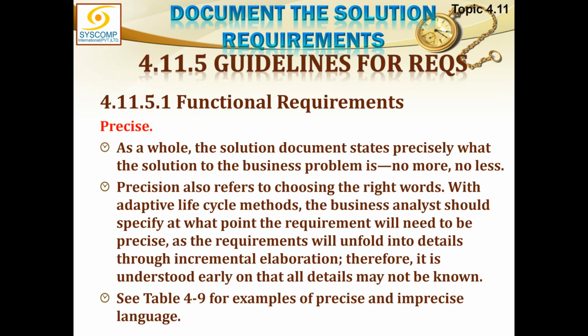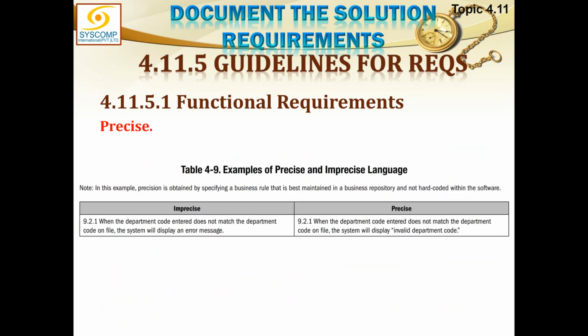That is precise. As a whole, the solution document states precisely what the solution to the business problem is, no more, no less. So, exactly what is required. Precision also refers to choosing the right words. With adaptive lifecycle method, the business analyst should specify at what point the requirements will need to be precise, as the requirement will unfold into details through incremental elaboration. Therefore, it is understood early on that all details may not be known. So, Table 4.9 shows the examples of precise and imprecise language. Let us look at it.